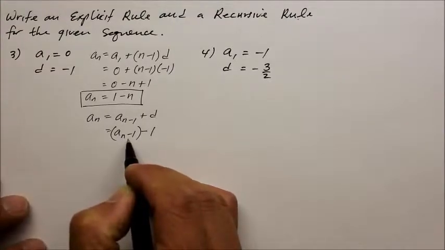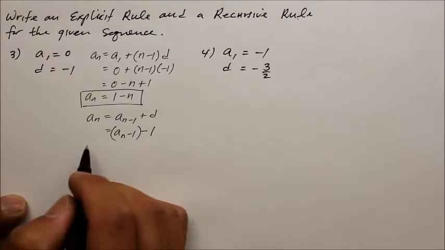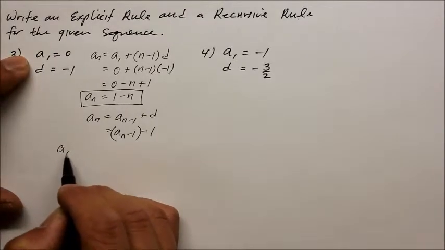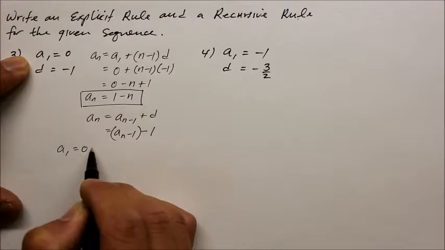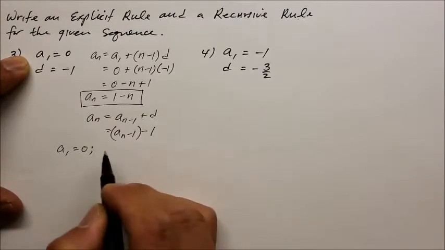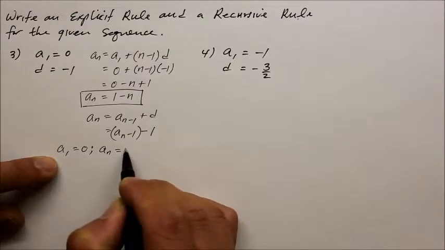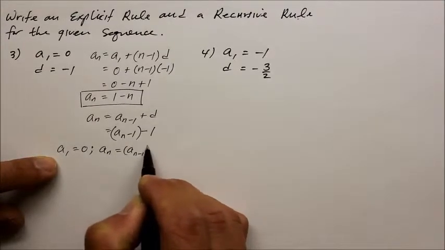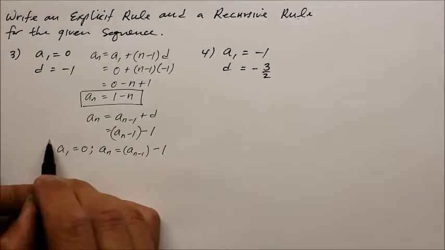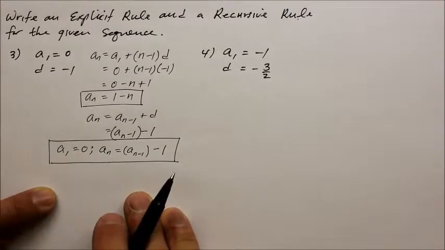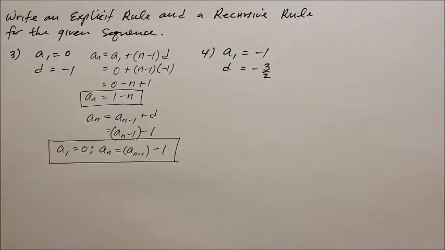Now, how do you write the whole entire thing to indicate the recursive rule for the arithmetic sequence? We simply indicate the first number, a sub 1 is equal to 0. And then we say semicolon or comma. And then for the ones following that, we simply say a sub n is equal to a sub n minus 1 minus 1. And that becomes a general rule for the recursive. There it is. Now, why don't you try that one?